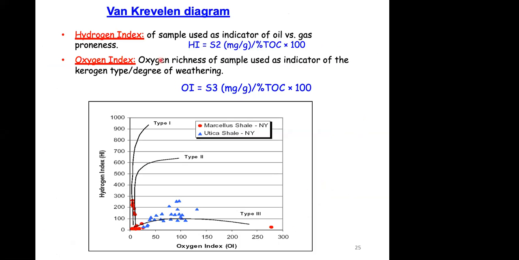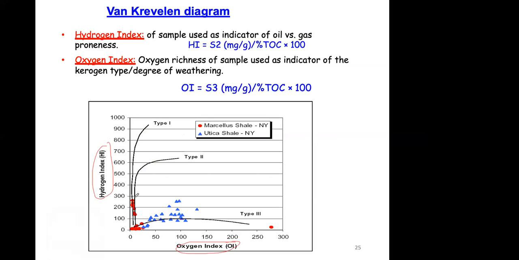This is the Van Krevelen diagram, one standard diagram, and using it you can find out what type of kerogen is present in the rock. Here, using hydrogen index and oxygen index, you can draw the Van Krevelen diagram. This is one example from Marcellus shale and Utica shale.